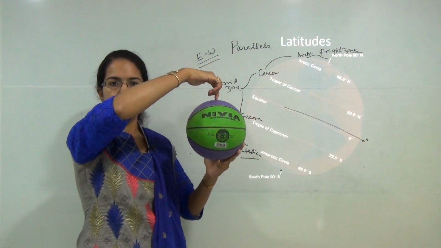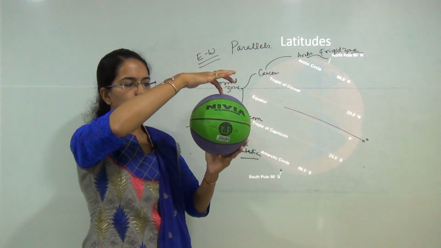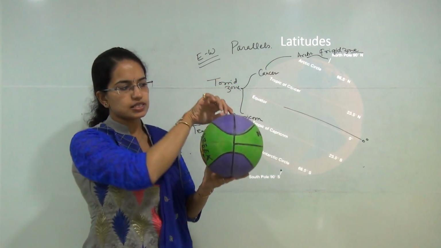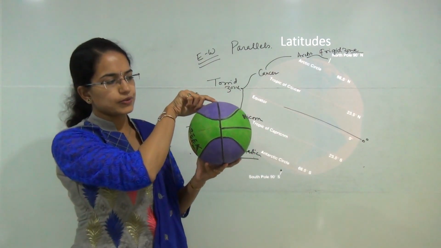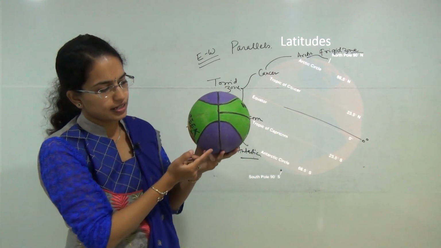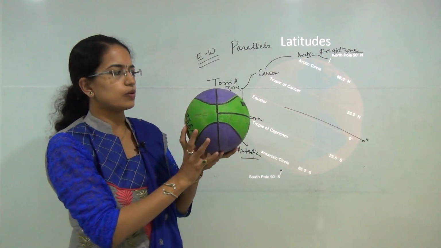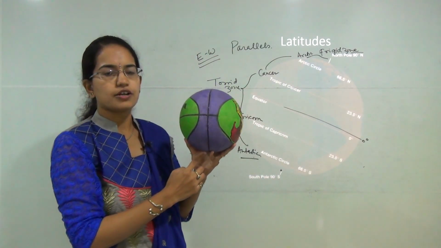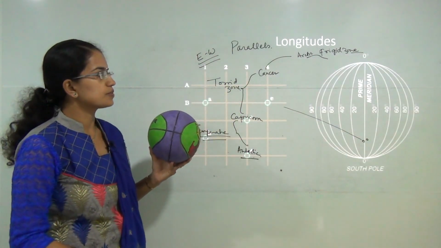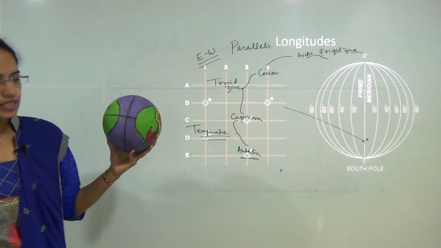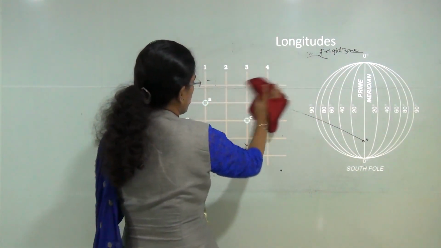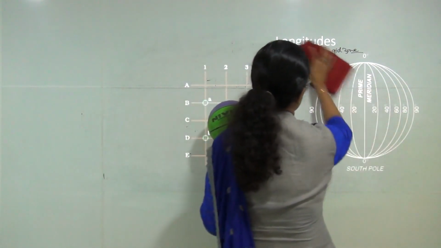The northmost region would be the North Pole. Now, in a simple way, I rotate this ball and you can see you have a line that runs vertically north to south. So lines which run vertically north to south are known as longitudes. So you have lines running in the north-south direction and these are known as longitudes. Longitudes are also known as meridians.